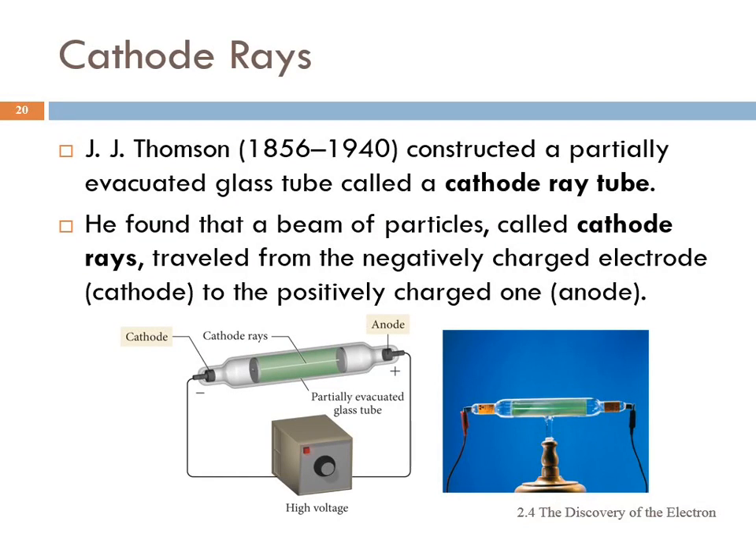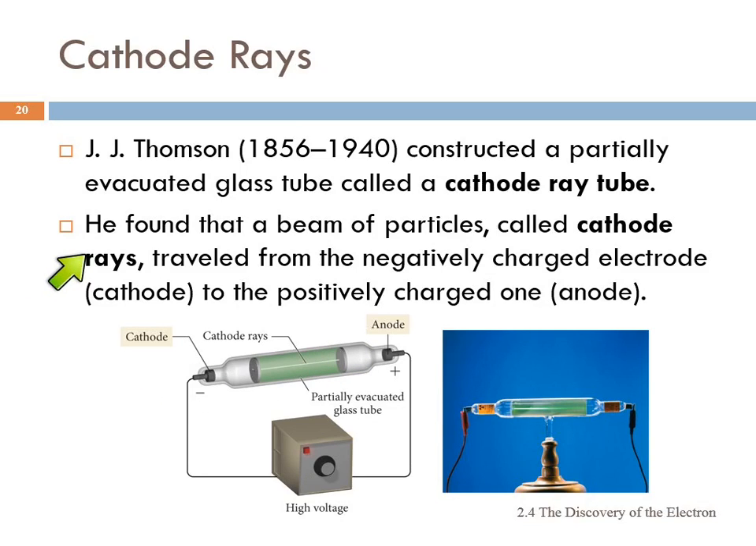Cathode rays. J.J. Thomson, 1856 to 1940. He constructed a cathode ray tube. This consists of a partially evacuated glass tube. So there's a little bit of gas inside, but not as much pressure as the outside. And you pass a current through this, and you get a beam of particles.